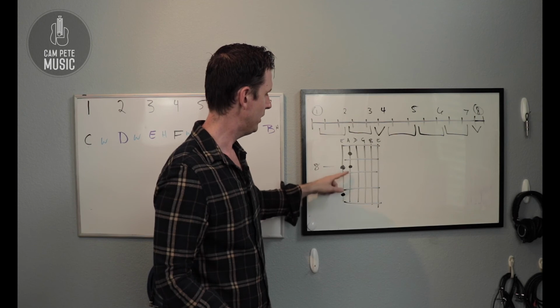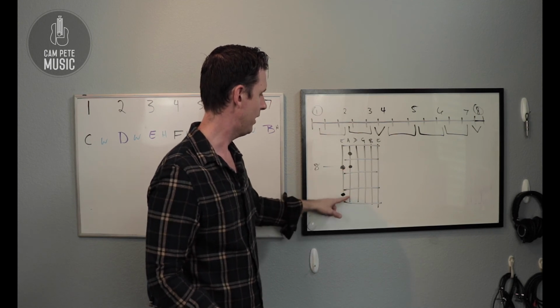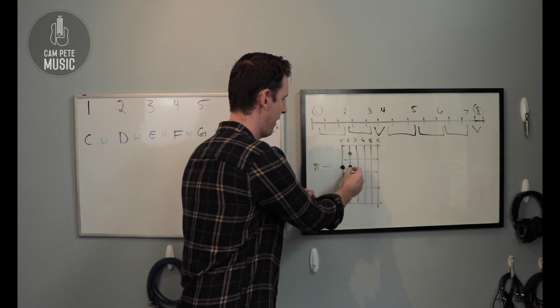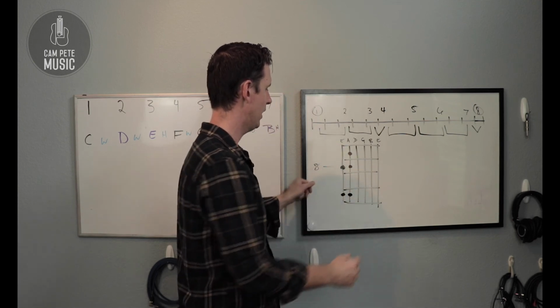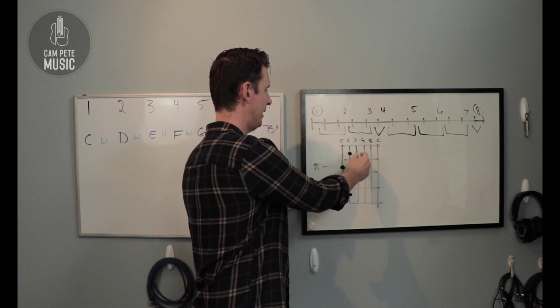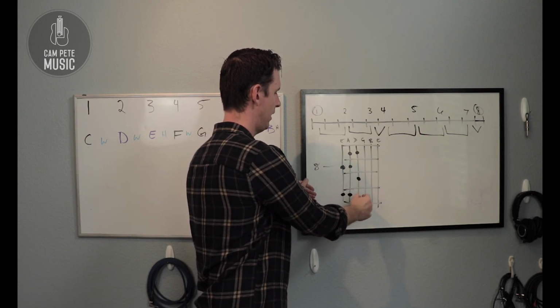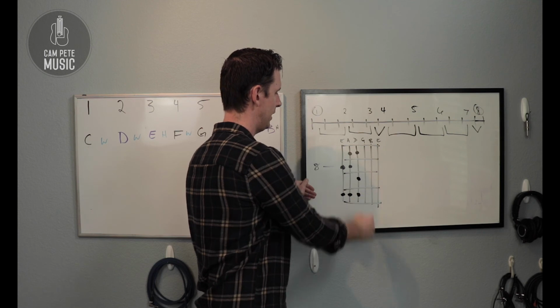Then I'm going to go my whole step. So now I'm going from my 8th fret up to the 10th fret again. This is going to be my 5th note. Another whole step to get to my 6th. Another whole step to get to my 7th. And then a half step to get to my 8th.